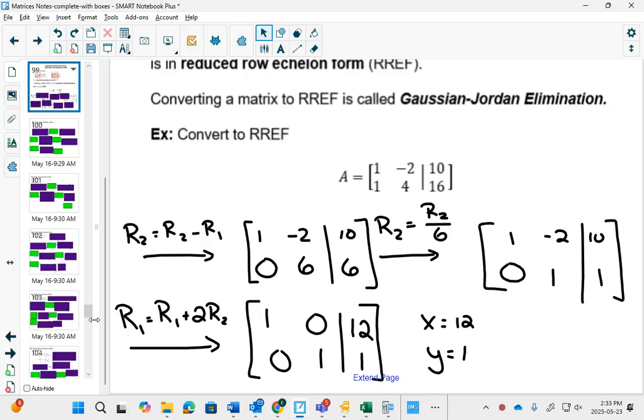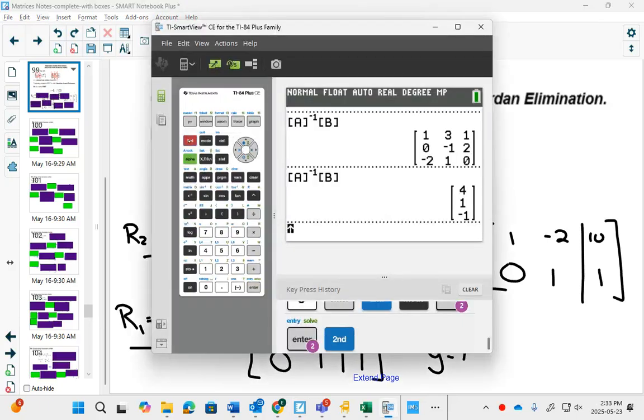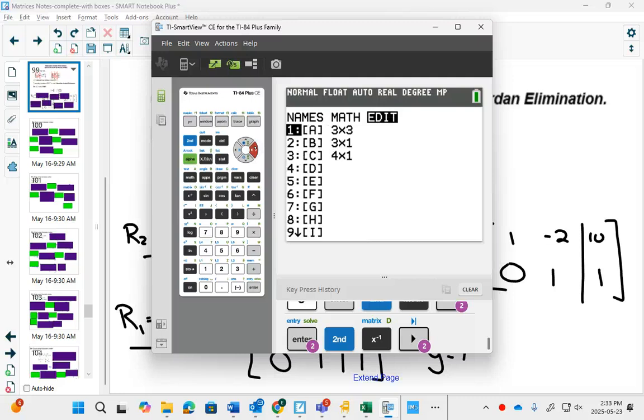So, if you're doing one of these questions, one of the things you can do is write your augmented matrix into your calculator. I'm going to take my calculator out and go second matrix. I'm going to edit.